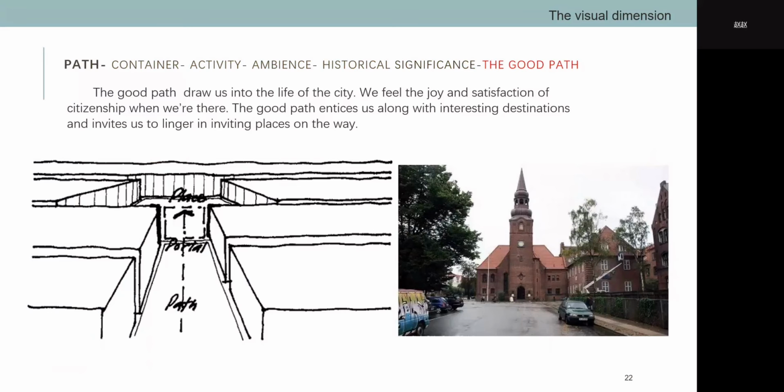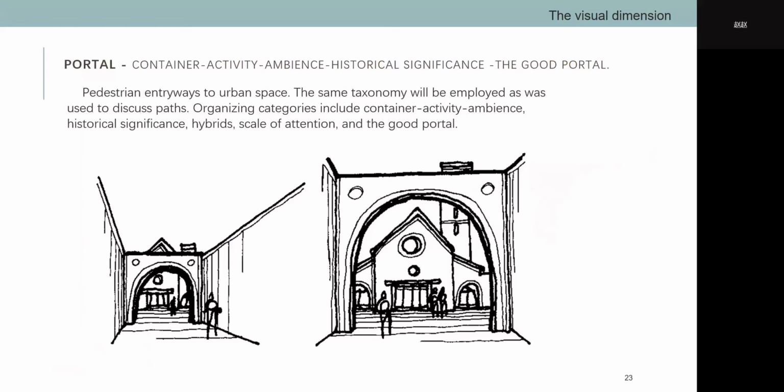Pedestrians entering an urban space, the same taxonomy will be employed as used to discuss paths. Organizing categories include container activity, ambience, historical significance, hybrids, scale of attention, and the portal.